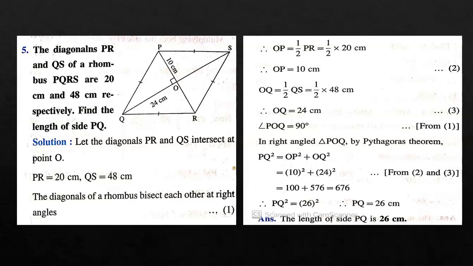Question number 5. The diagonals PR and QS of a rhombus PQRS are 20 centimeters and 48 centimeters respectively. Find the length of side PQ.